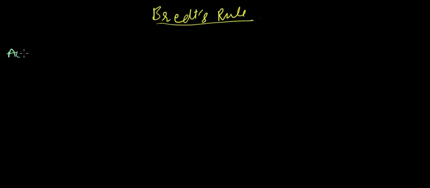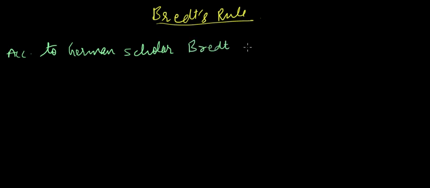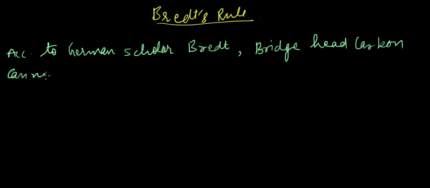According to the German scholar Bredt, a bridgehead carbon cannot be sp2 hybridized till one of the rings reaches 8 members.